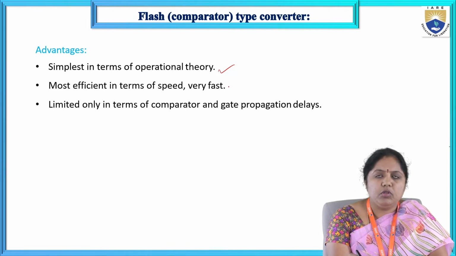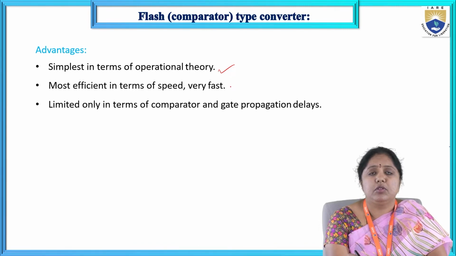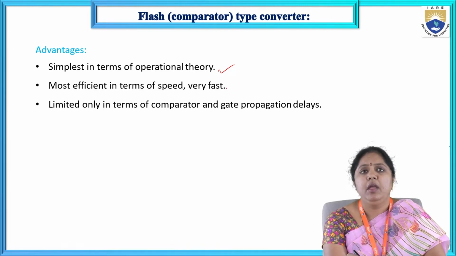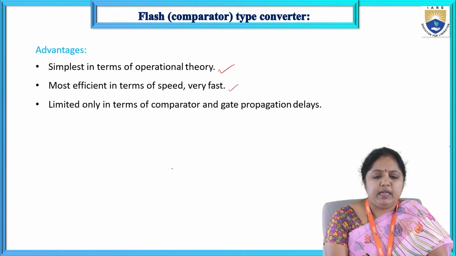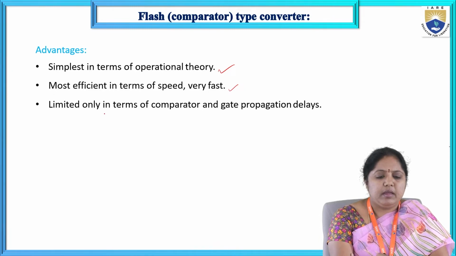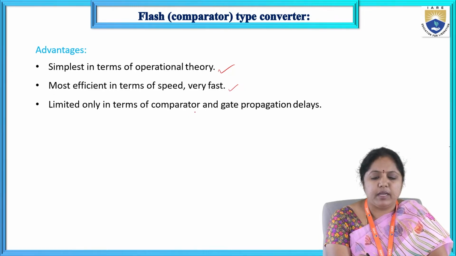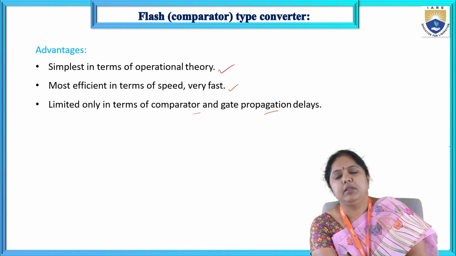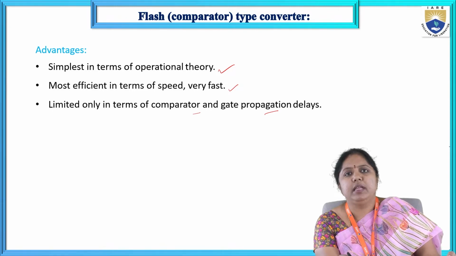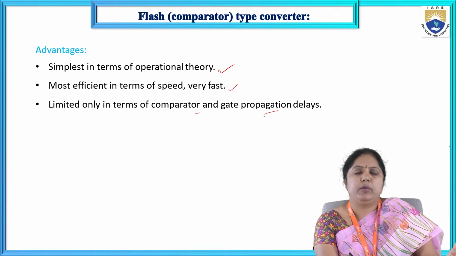It is the most efficient, and the speed of operation is also higher. In parallel, at a time it is comparing all the outputs of the comparators and immediately I will get the output value as a digital output. So this is very fast, and it is limited only by the comparator and gate propagation delay. Here the propagation delay is small. At a time we give the analog input signal, and within a fraction of a second it will generate the output signal. Yes, the delay is less with respect to this.